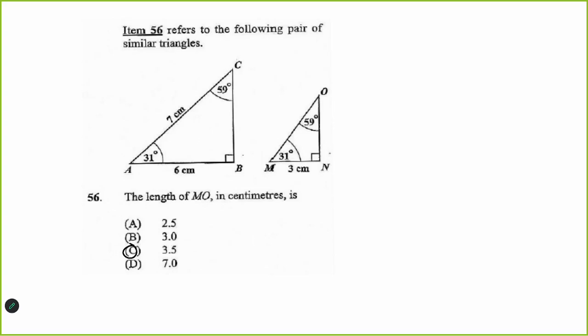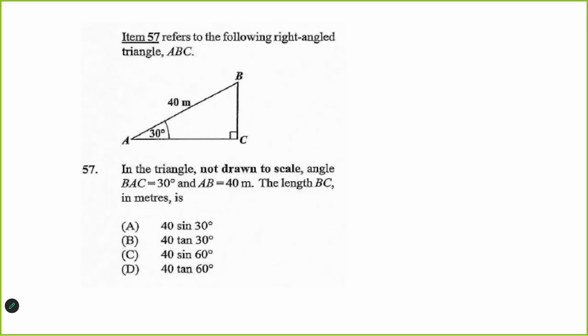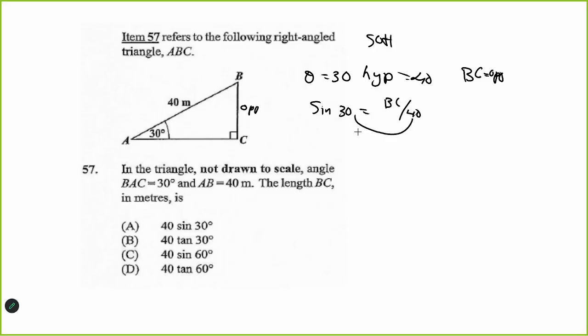This is 3.5. This one here, we want BC, so this is your opposite. So theta is 30. Hypotenuse does not change, it's 40. BC is equal to your opposite. So sine 30 is equal to opposite, so BC over 40. This is 40 sine 30, which is E.